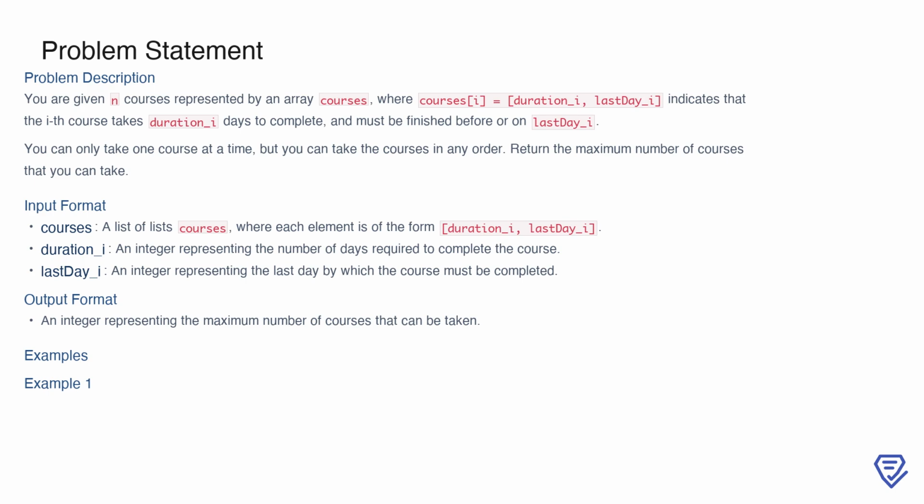The key constraint here is that we can only take one course at a time, meaning no two courses can overlap. However, we may choose to take the courses in any order. The goal is to determine the maximum number of courses we can take while adhering to these constraints. The input consists of a list of courses, each defined by its duration and deadline, and the output is a single integer representing the maximum number of courses that can be completed within their respective deadlines.